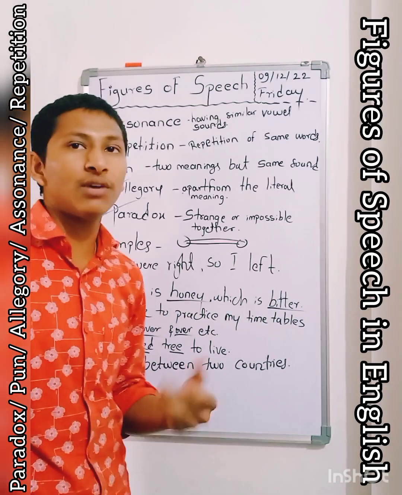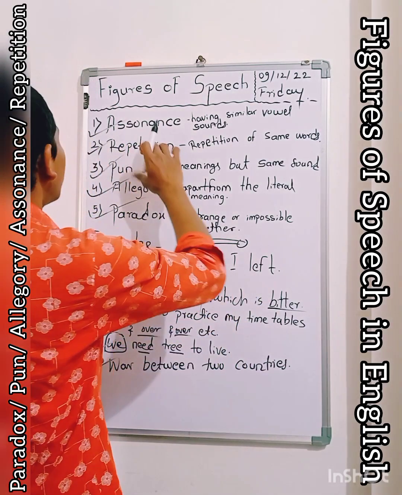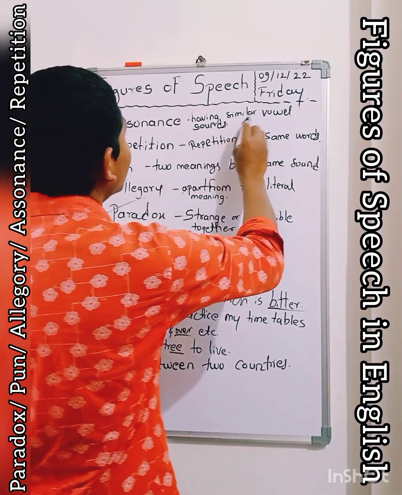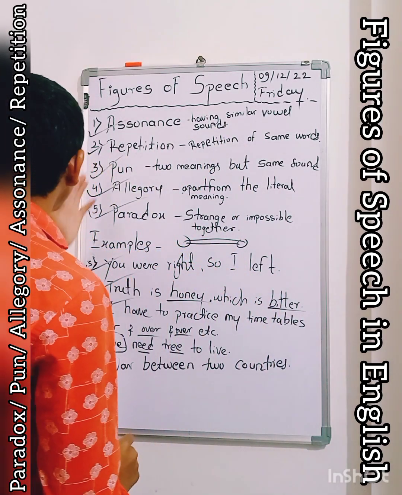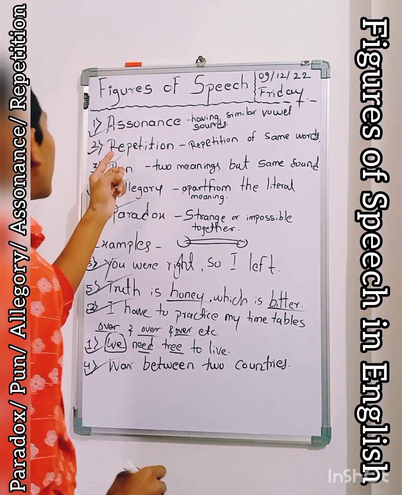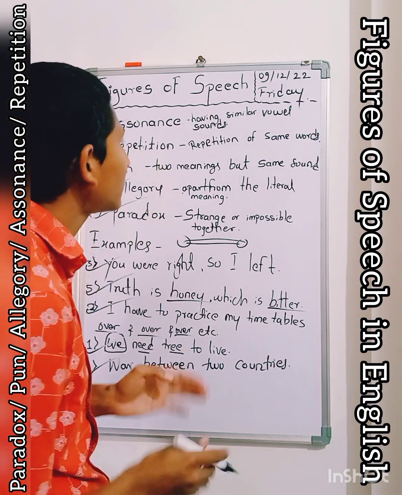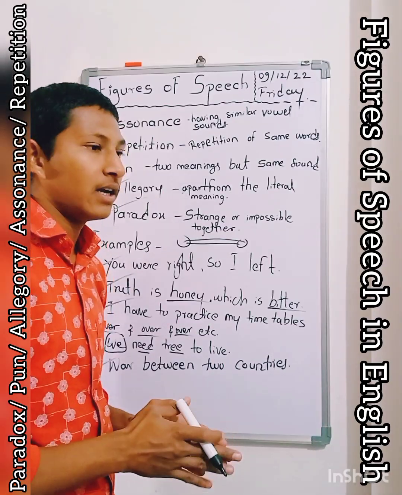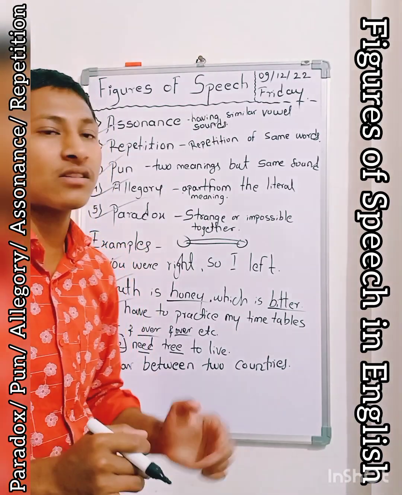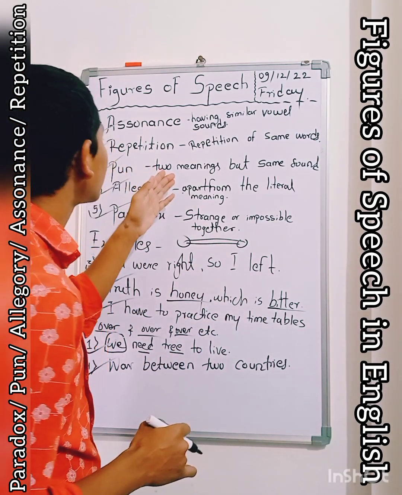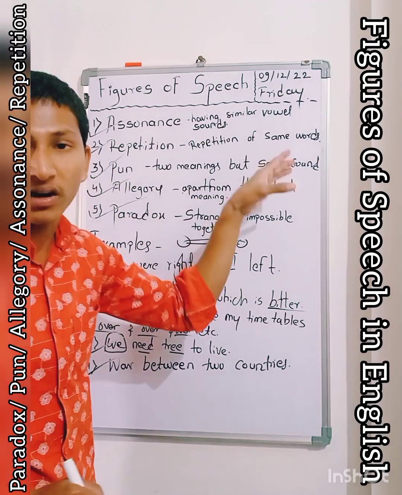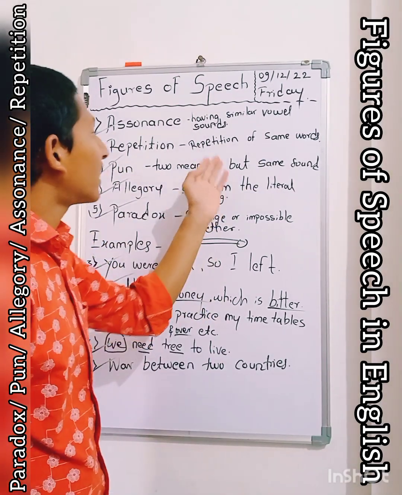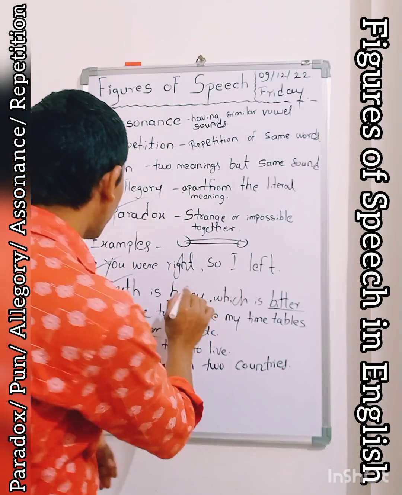Once again I will give you a quick summary, a quick revision of all these figures of speech. Assonance is nothing but having similar vowel sounds. Repetition is the repetition of whole words, two or three times in a single sentence. And pun is two meanings for the same word, two different meanings but the same sound.